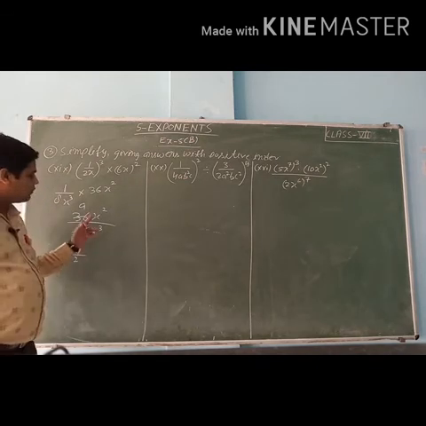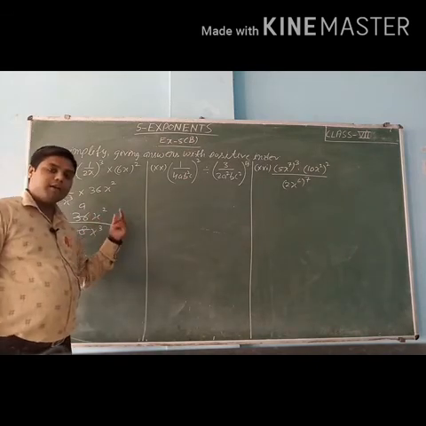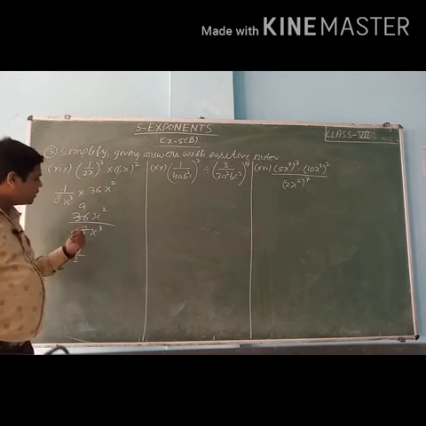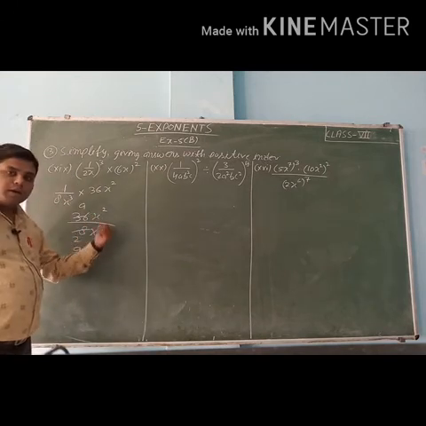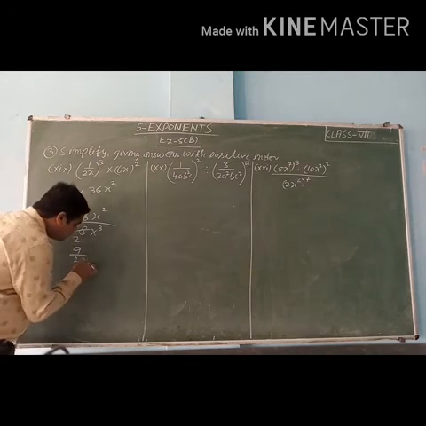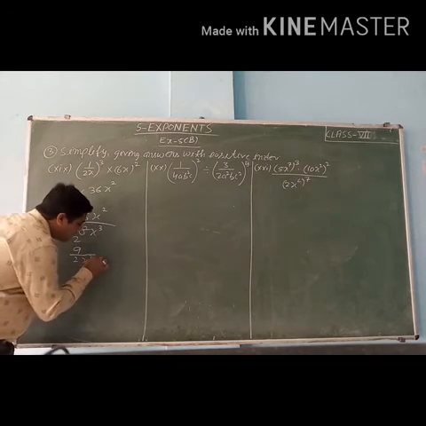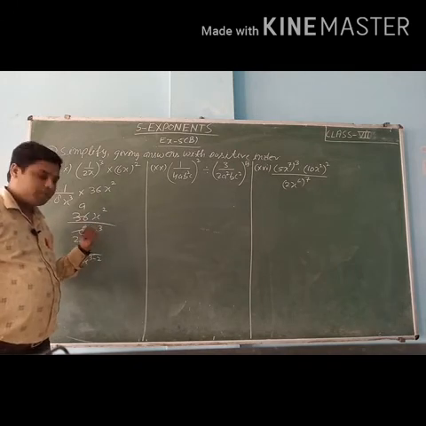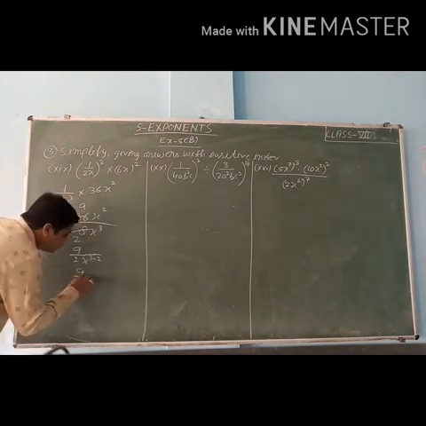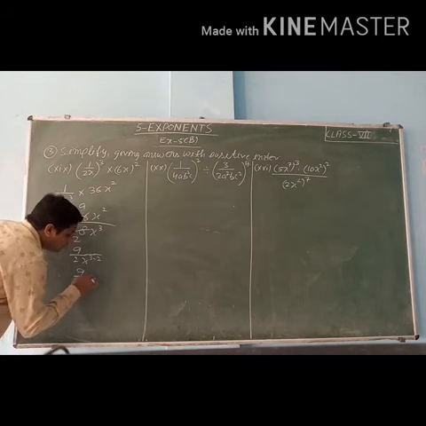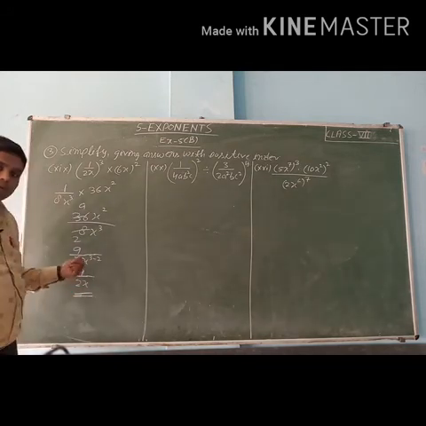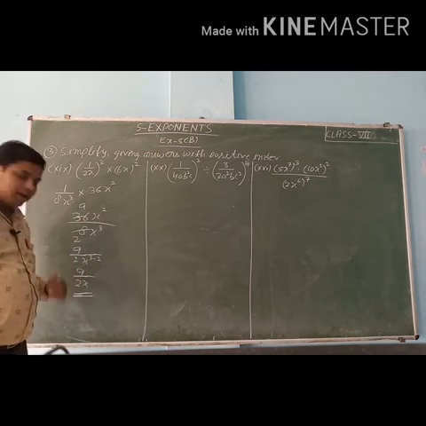About the power of x: the numerator has less power in comparison to the denominator's x, so we will take the numerator x to the denominator. So x raised to the power 3 minus 2, minus because they are in divide. So 9 upon 2 x raised to the power 3 minus 2 means 1, and no need to write power 1. So the answer is 9 upon 2x.